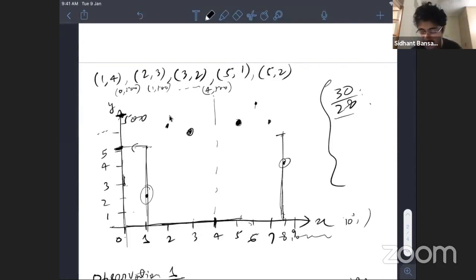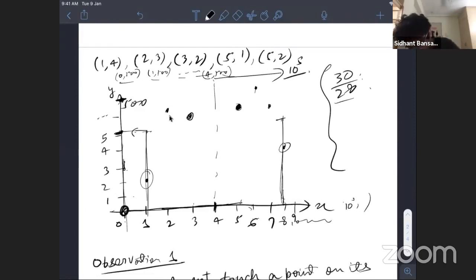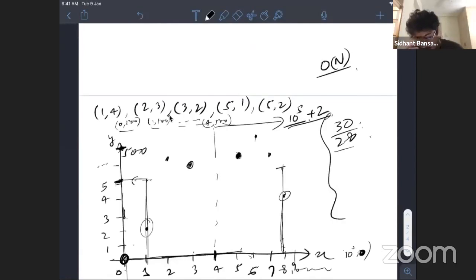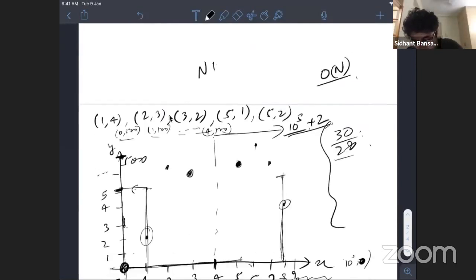And I'm not adding a lot of dummy points. Notice that also. When I'm adding these dummy points, how many dummy points am I adding? I'm adding 10 to the 5 dummy points. And when I'm adding a dummy point here and a dummy point here at the 2 extremes, I'm adding 2 more dummy points. So I'm only adding order n dummy points, which is small because originally I have n points. Now I have added n more points. So I have 2n points.